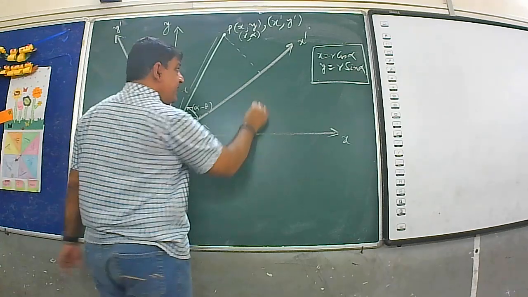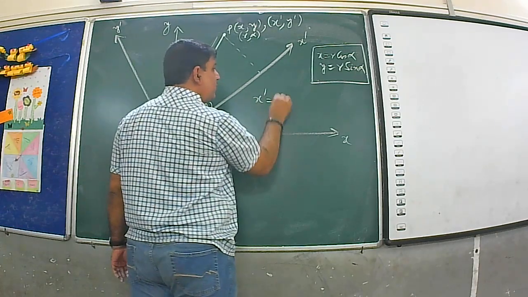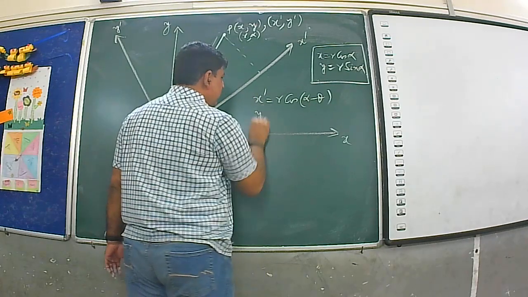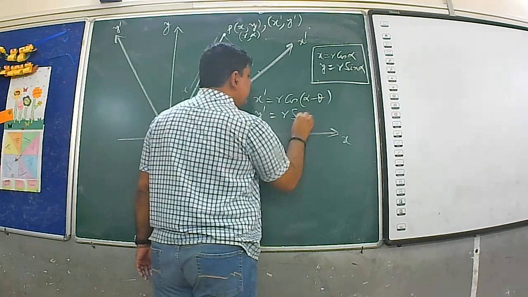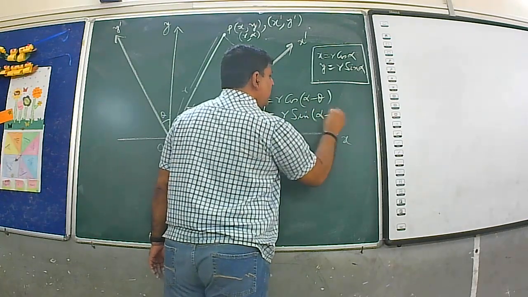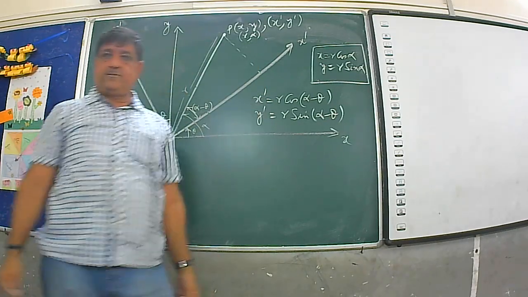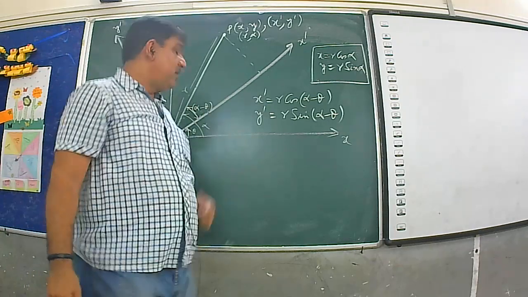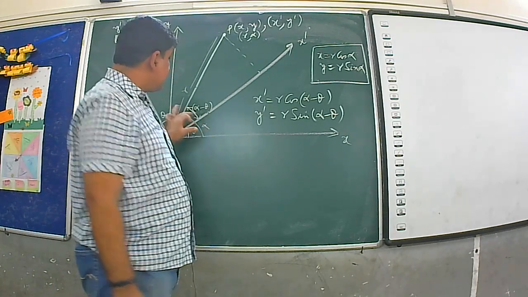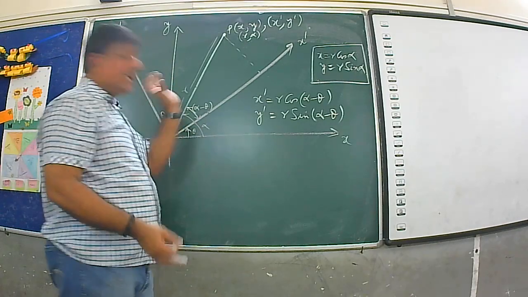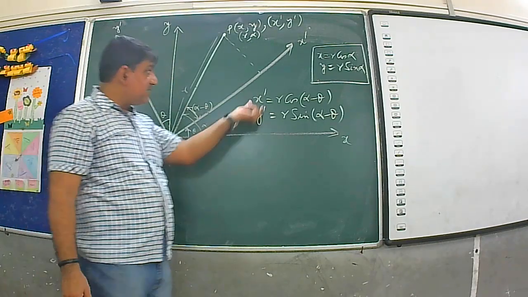So from here we can write x dash is equal to r cos(alpha minus theta) and y dash is equal to r sin(alpha minus theta). So these are the new coordinates x dash and y dash. But here is a problem, because we have introduced the concept of alpha. So we have to delete that alpha here. Now how to delete? You see here.